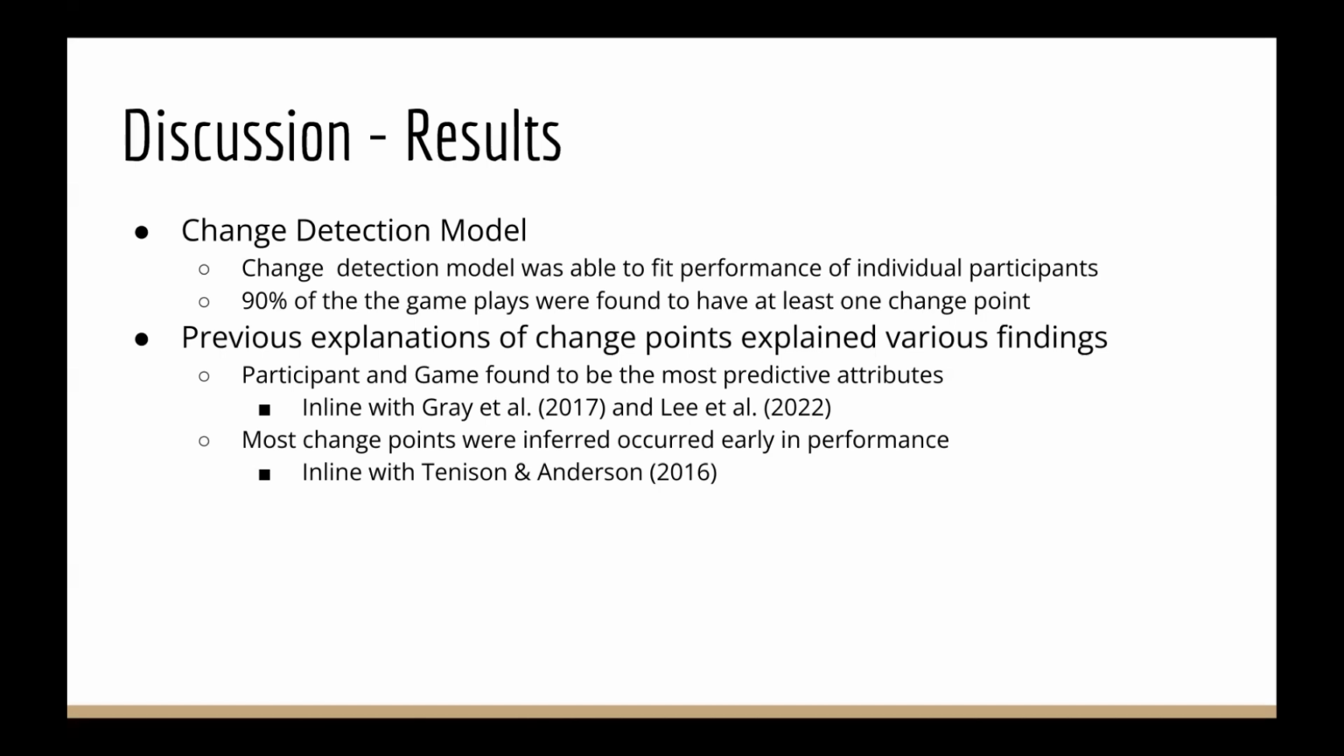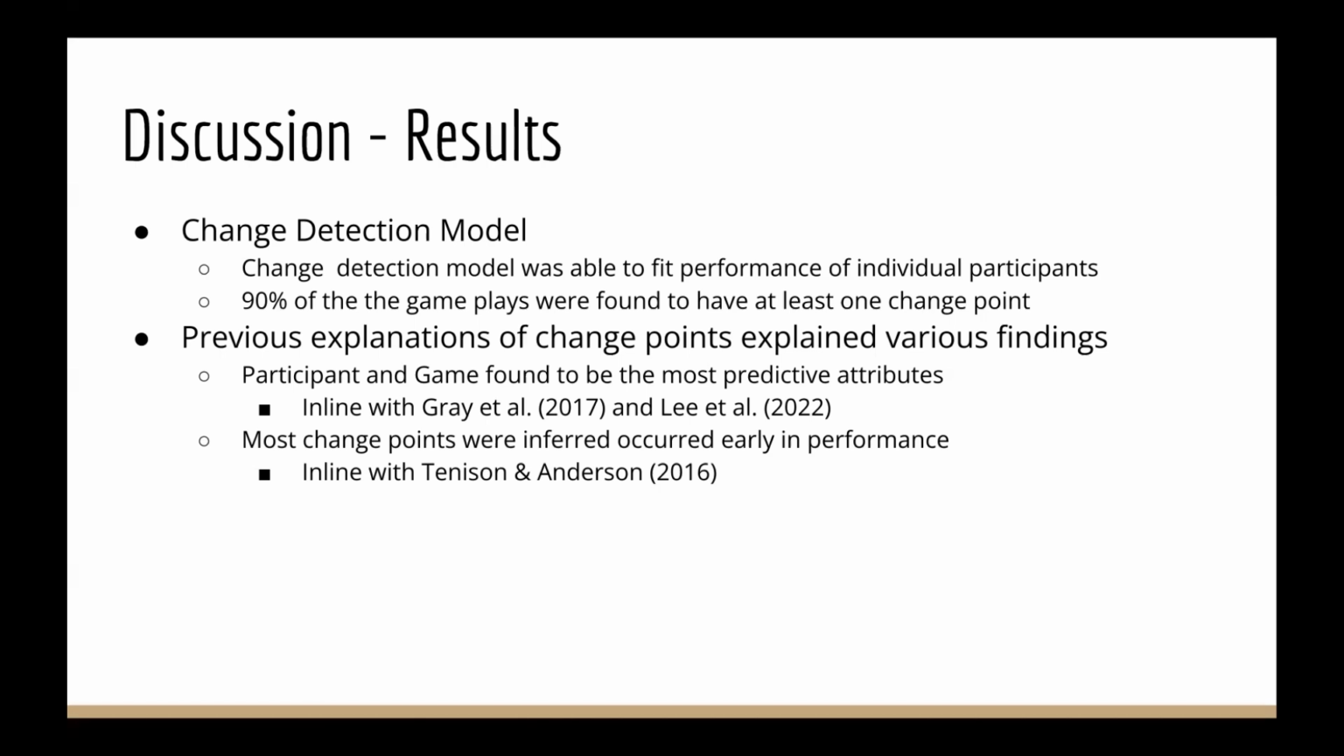Second, our results revealed that the variation of the inferred change points could be understood by previously proposed explanations to varying degrees. We found that the most relevant features for explaining variability in change points were user and game, in line with the explanations given by Gray et al. and Lee et al. Little evidence was found that problem type accounted for a meaningful variation across the inferred Luminosity dataset, which did go against the prediction made by Tennyson et al.